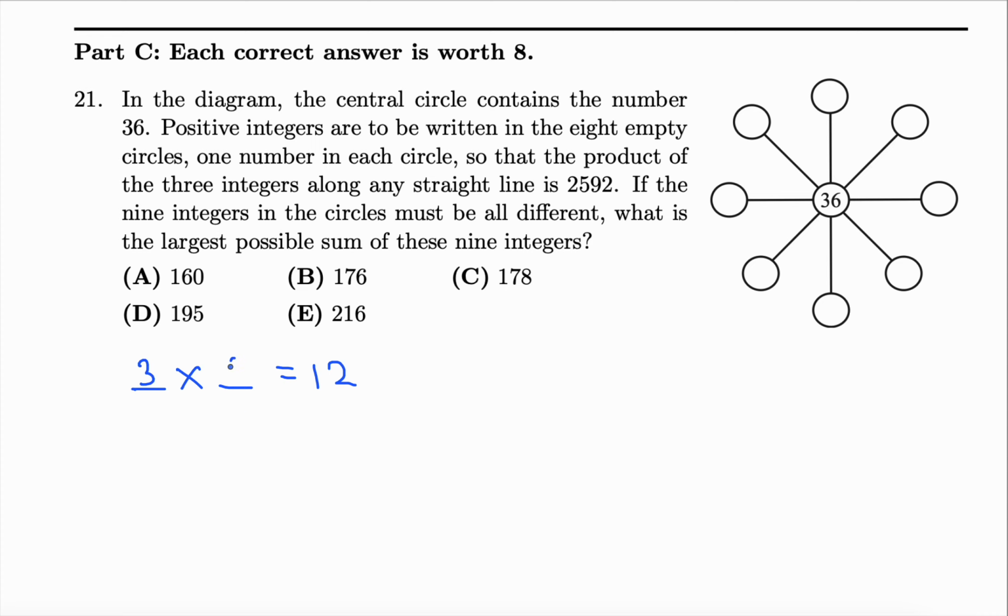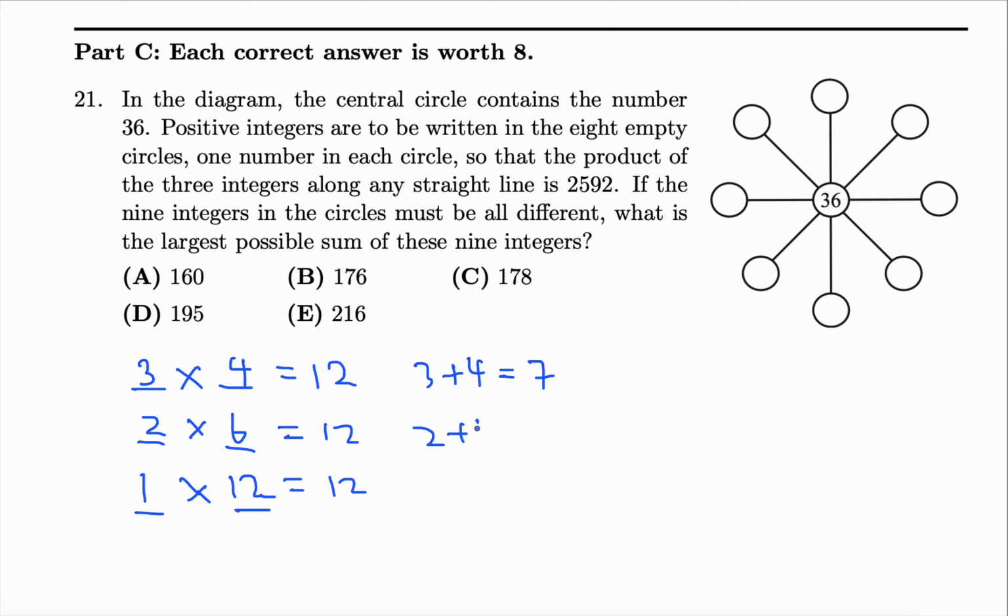So for example, 3 times 4 is 12, yes, but 2 times 6 is also 12. 1 times 12 is also 12. But which 2 numbers have the largest sum? And usually they have the largest sum when they're most different from each other. So for example, 3 plus 4 is 7. 2 plus 6 is 8. 1 plus 12 is 13, right? So clearly you want the ones that are the most different.